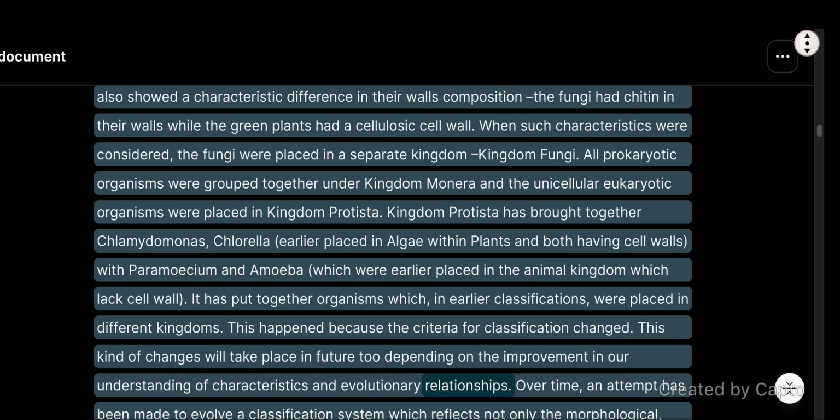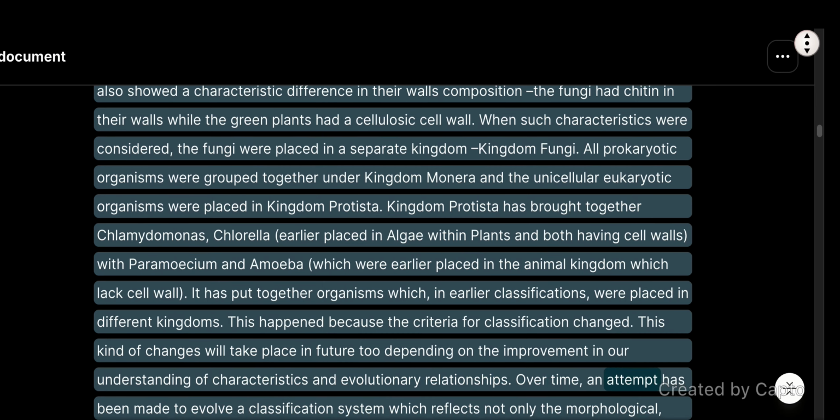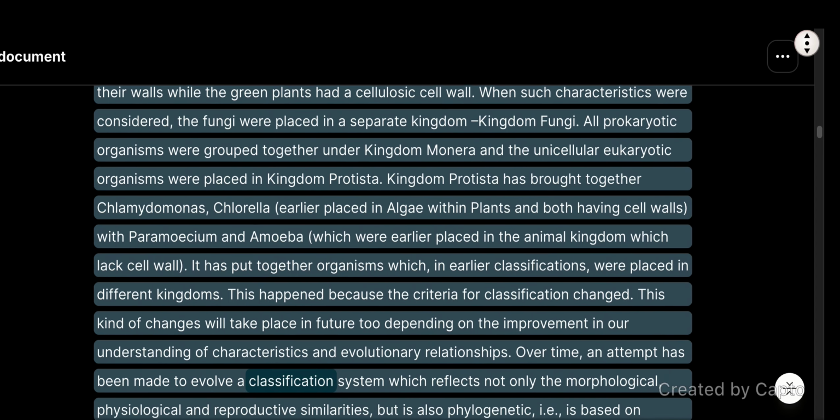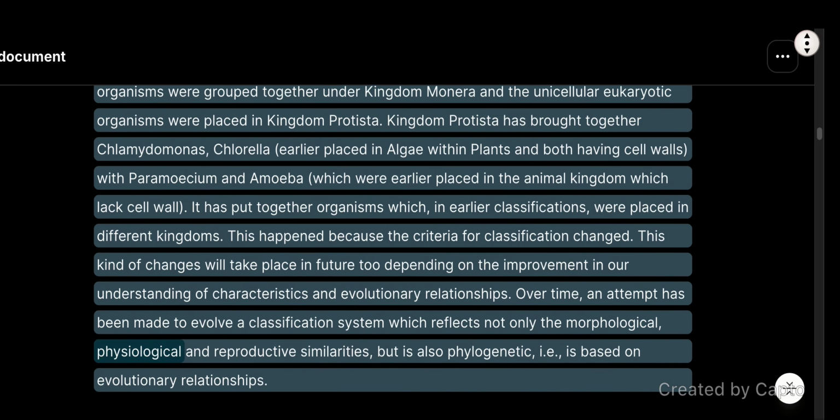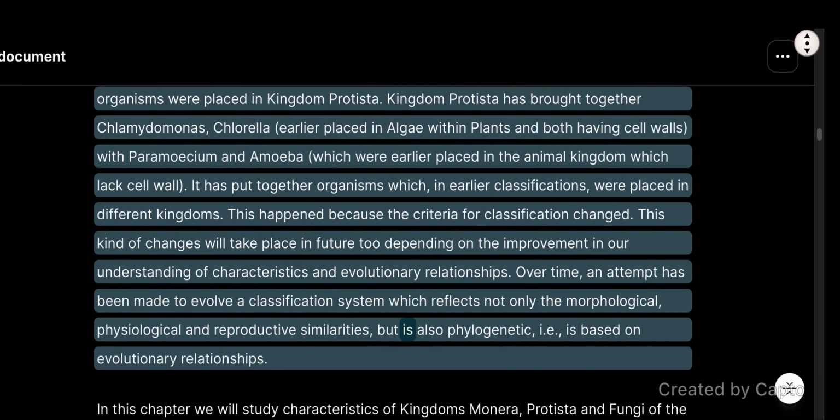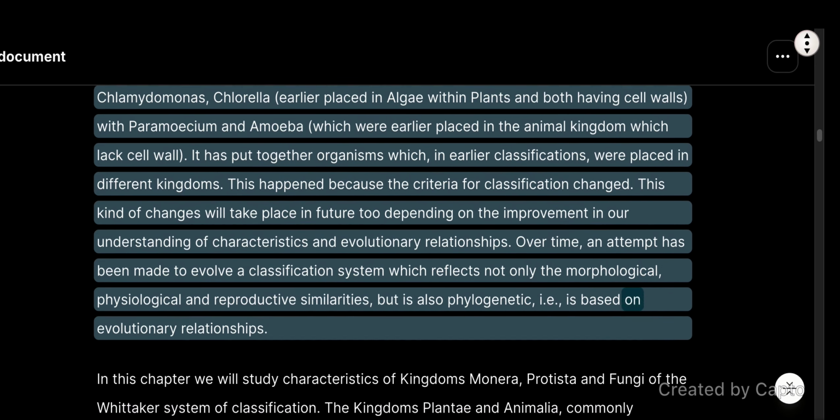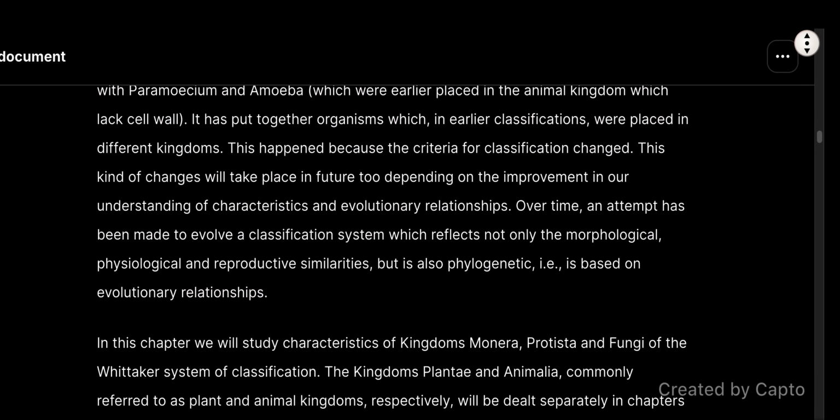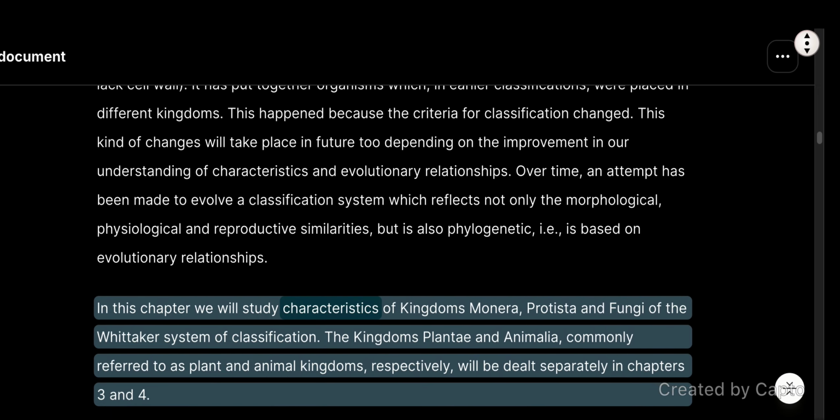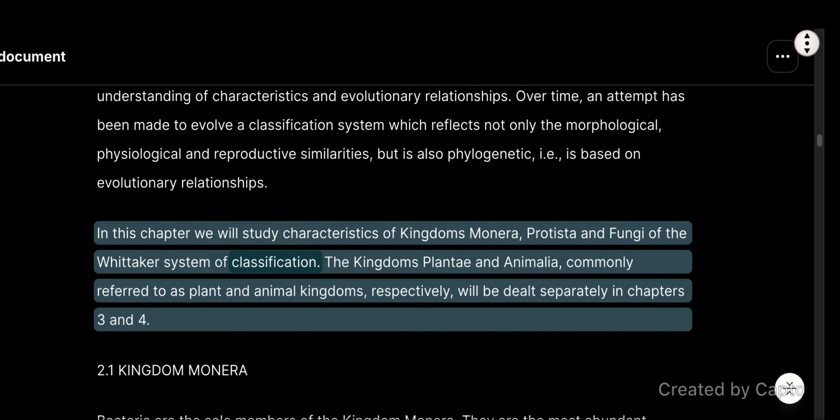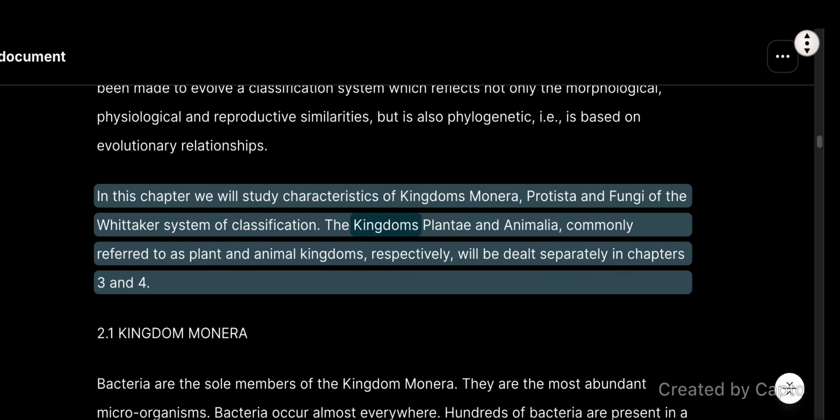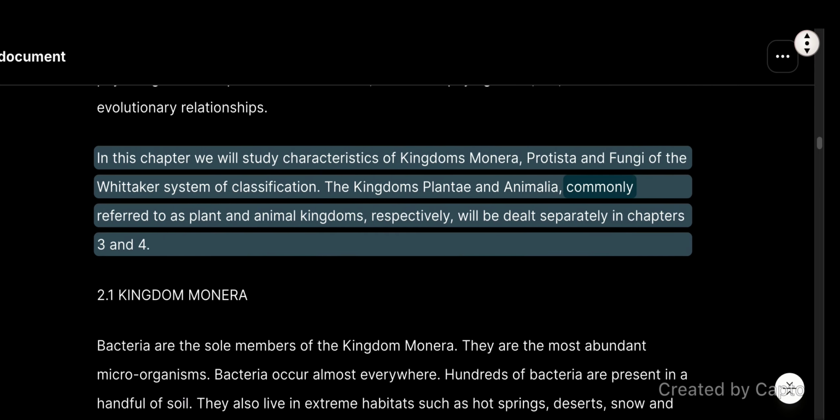evolutionary relationships. Over time, an attempt has been made to evolve a classification system which reflects not only the morphological, physiological, and reproductive similarities, but is also phylogenetic, that is based on evolutionary relationships. In this chapter, we will study characteristics of kingdoms Monera, Protista, and Fungi of the Whittaker system of classification. The kingdoms Plantae and Animalia, commonly referred to as plant and animal kingdoms respectively, will be dealt with separately in chapters 3 and 4.